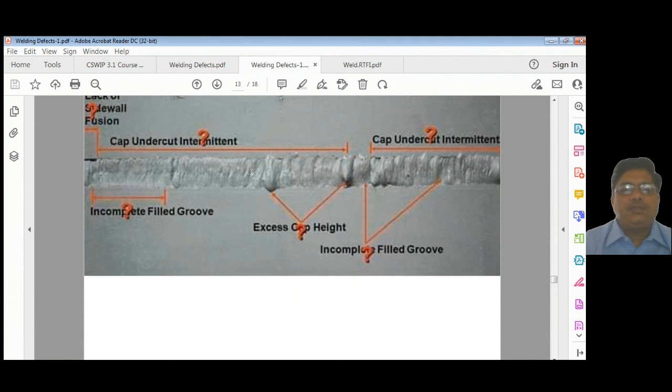So this one is underfill actually. You can see a lot of capping undercut intermittently. So the capping itself is not done properly. And in some places you will see excess capping height, and in some places you will see incomplete groove.